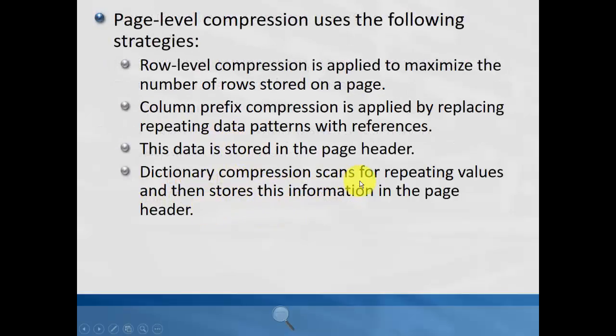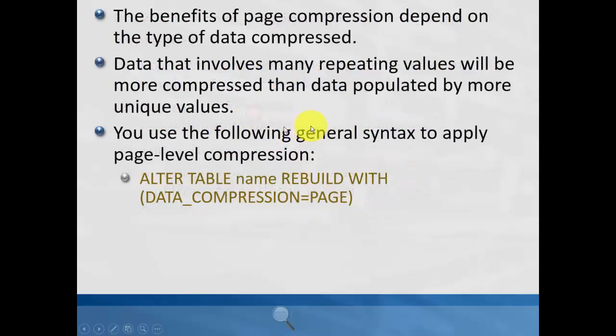So dictionary compression scans for repeating values. It just goes through and scans the repeating values and then stores this information in the page header, just to know what values are being repeated, and then makes a reference to that value and deletes it from the rows if it's repeating so much.